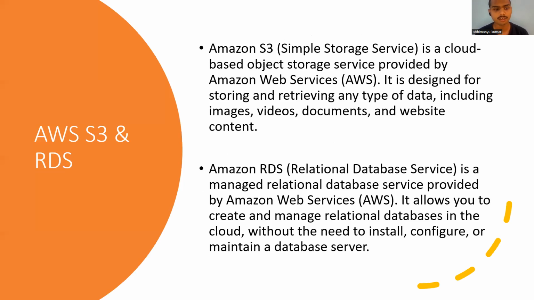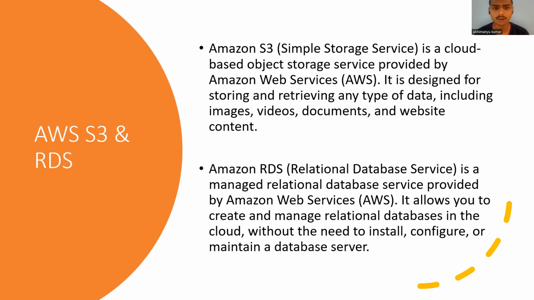For that, we will use two services of AWS. First one is S3 and second is RDS. S3 expands to Simple Storage Service. It is a storage service provided by AWS. We can store any types of data such as images, videos, documents, and website contents on S3. First, we need to create a bucket on S3, then we can upload any types of files.